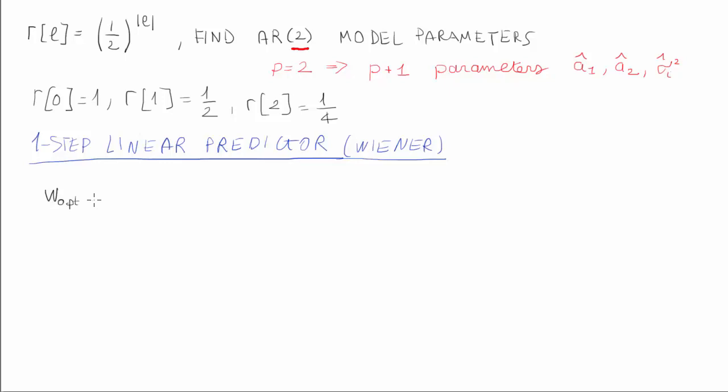Briefly recalling Wiener filters for the FIR case, the optimal filter coefficients can be found by this formula, which is basically the matrix product of the inverse of the autocorrelation matrix of my observed signal times a vector representing the cross-correlation between the desired and observed signals. And the filter error can be calculated by this formula.